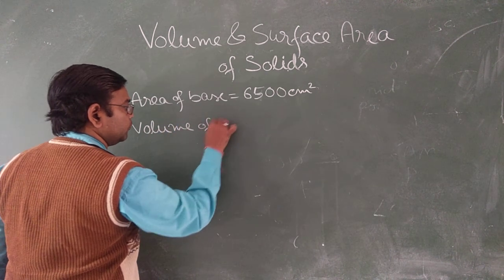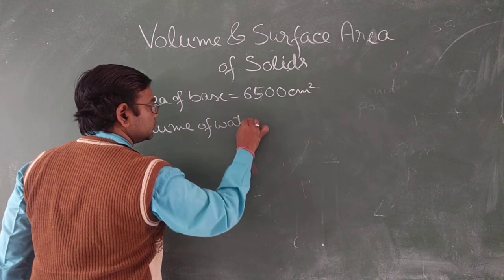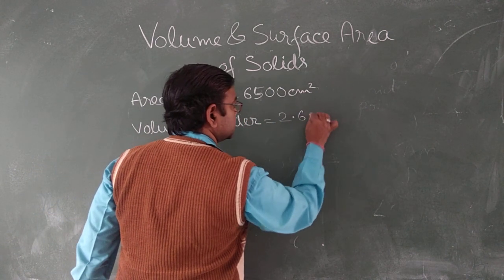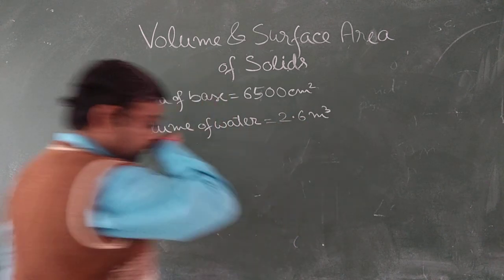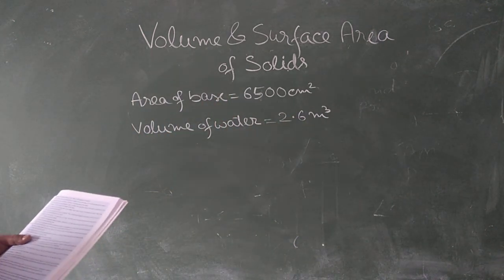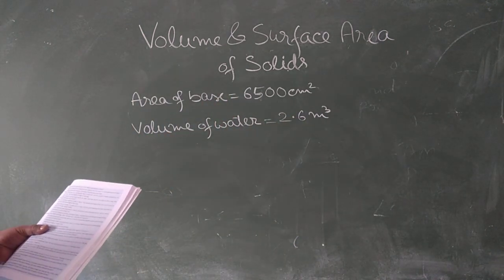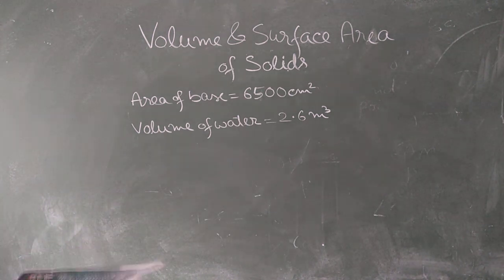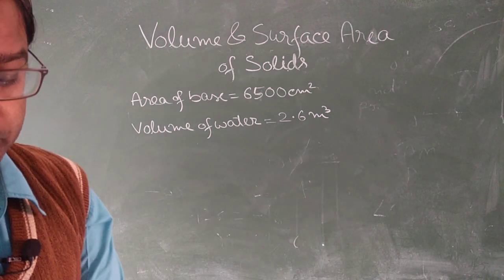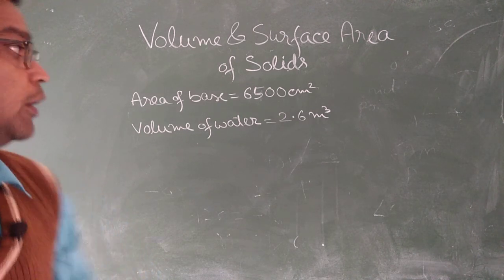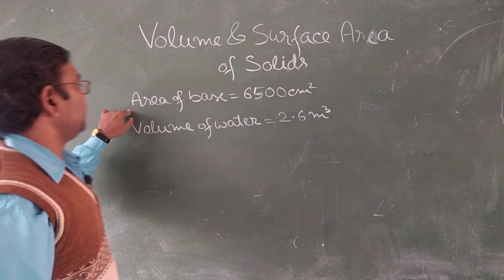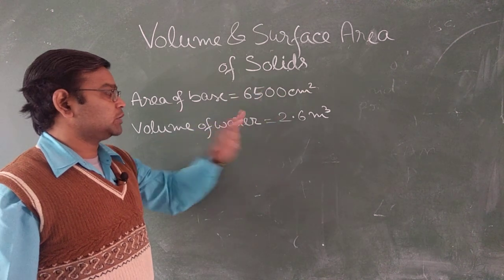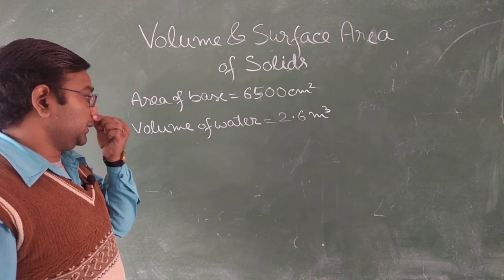Volume of water is 2.6 cubic meter, meter cube is there. Clear? Find the depth of water in the tank. We have to find out the depth. How do we find it? Here we have area of base, meaning L into B is given. Though it's in centimeter square, we can convert it into meter square.